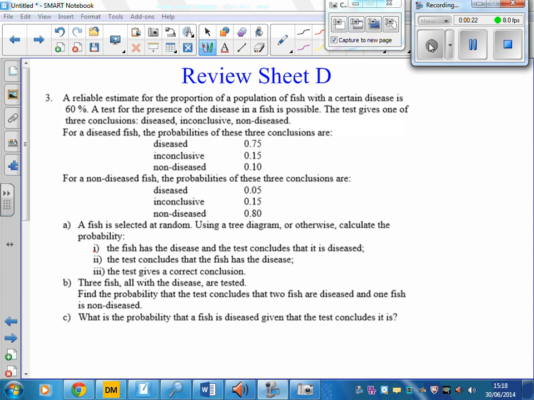For a diseased fish, the probabilities of these three conclusions are diseased 0.75, inconclusive 0.15, non-diseased 0.1. For a non-diseased fish, the probabilities of these three conclusions are diseased 0.05, inconclusive 0.15, non-diseased 0.8.